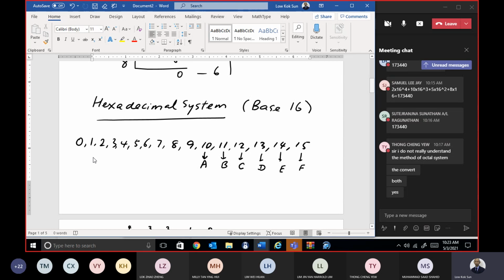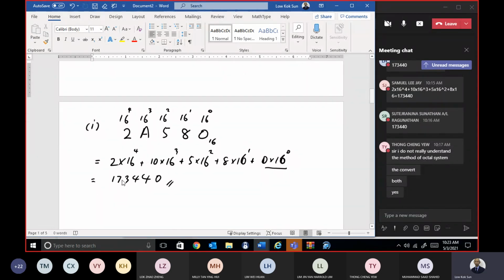Now come back to this one. We managed to convert 2A, which means 10, 2A 580, but it's in system 16. So we're going to convert into system 10. This is system 10. It looks like a lot: 173,440. So this is the value.